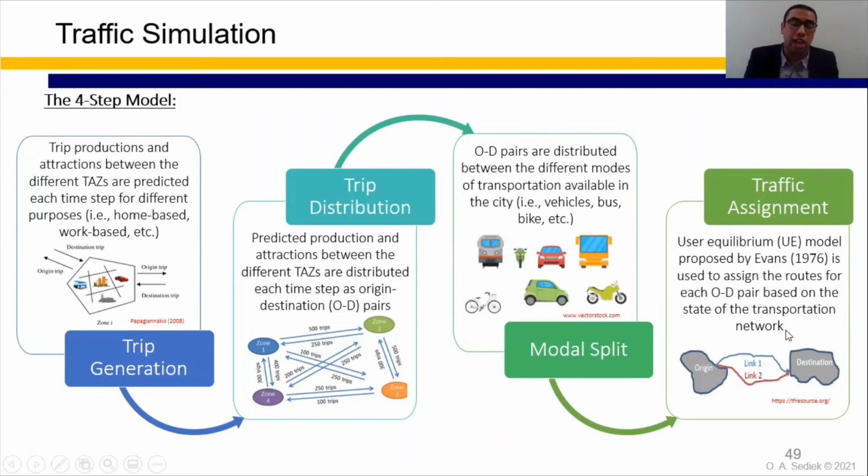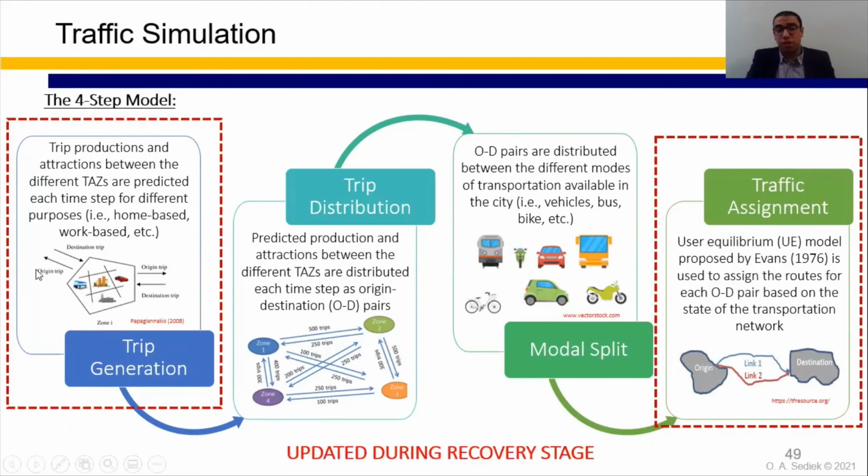In this step, we adopted the user equilibrium model, which is basically an optimization problem that minimizes the travel time in the road lengths. So these two steps, the first and last step, are updated during the recovery stage to reflect the mutual interdependencies that I just mentioned.